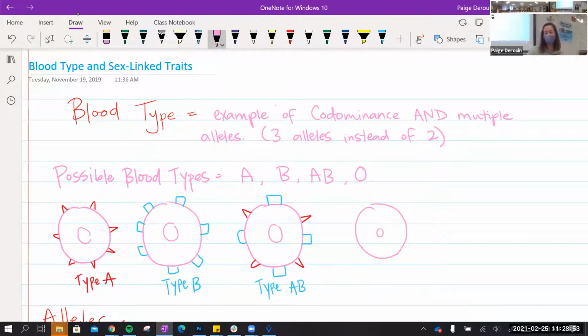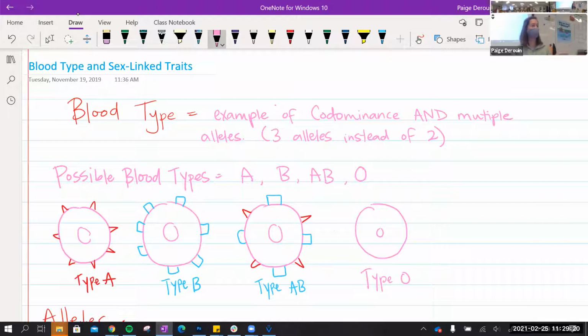And if you're type O, you have no glycoproteins at all on your cells. So this is type O. So people who are type O, who can they receive blood from? Type O. Only type O. Because if they get anything else, their immune system's going to be like, yikes, no, that doesn't go here.